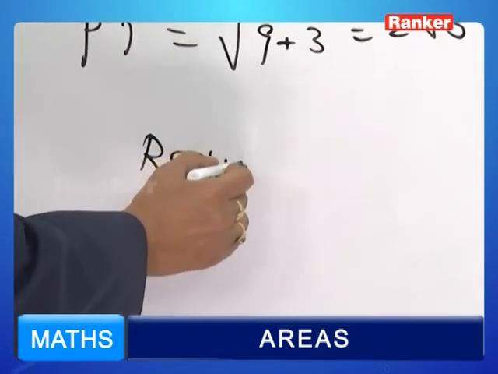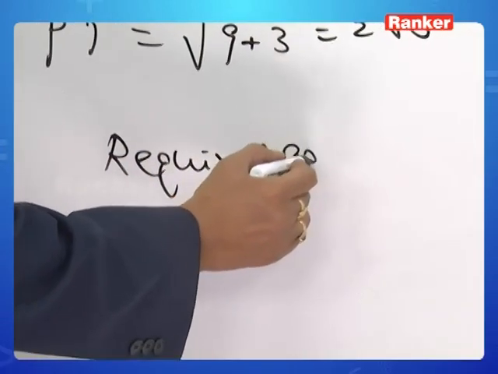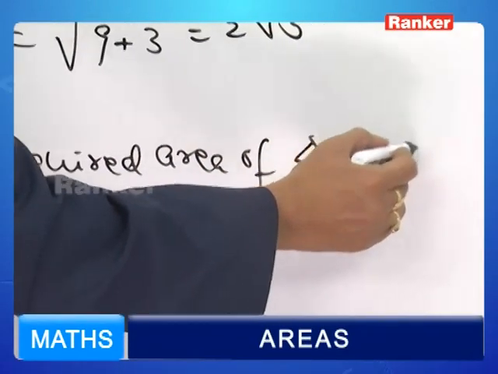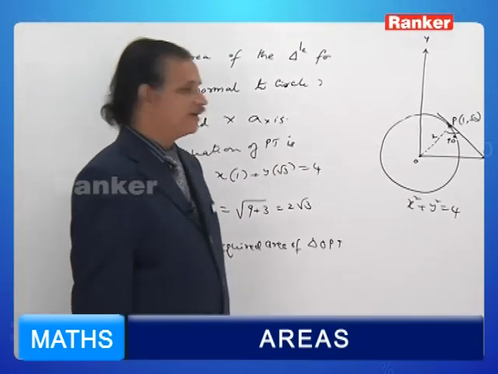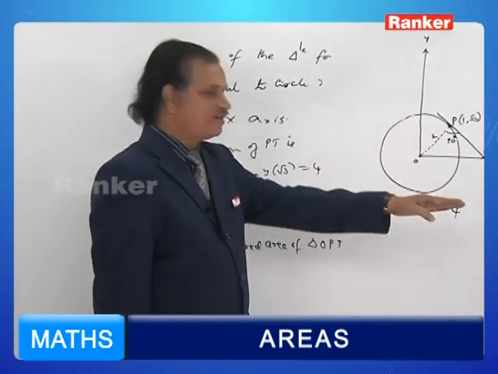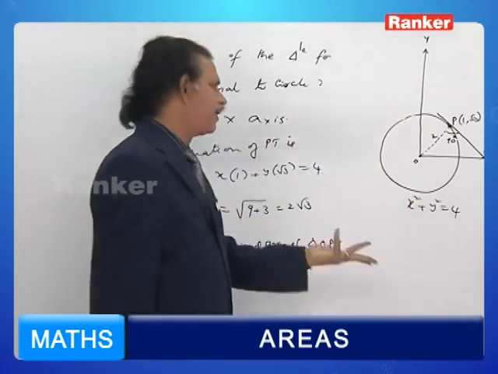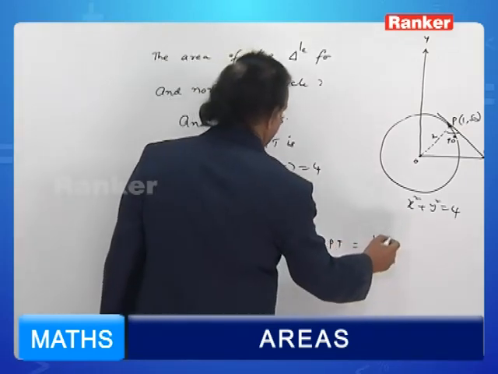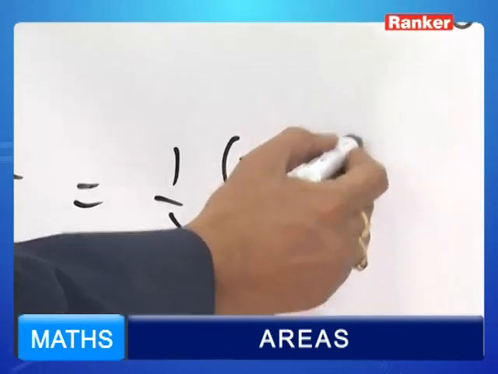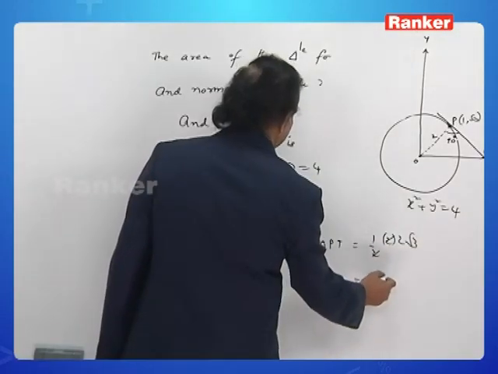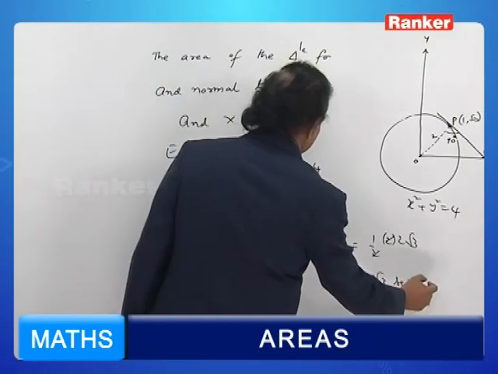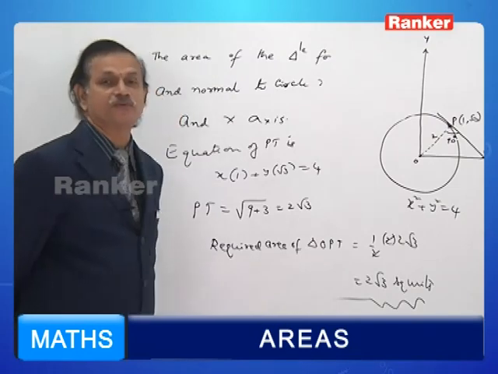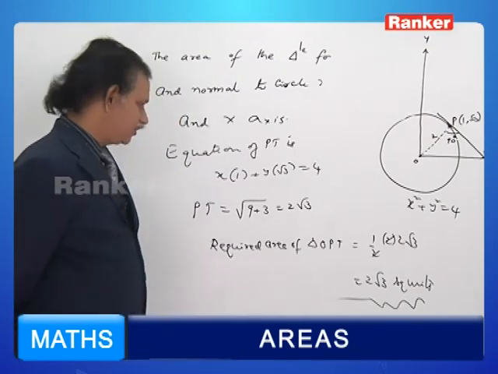The required area of triangle OPT. I think you can agree that OP is a normal, PT is a tangent and OT lies along the x-axis. The required area, triangle OPT, is half into base into height, that is half into 2 into 2 root 3. Hence, it is 2 root 3 square units. The area is 2 root 3 square units.